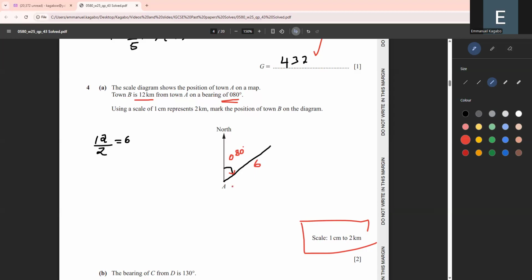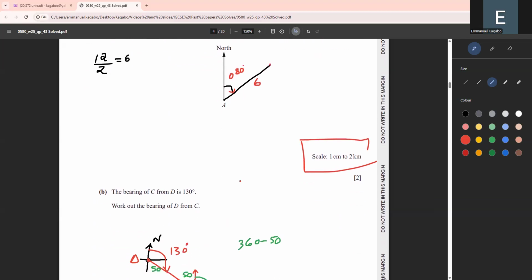Because they say from A, that's why I'm measuring from this north line, and then I put there my 80 degrees. Now, you have to use a protractor, guys. You have to measure 80 degrees from the north using your protractor. And then you have to measure, because they said it's 12 kilometers, but the scale is 1 centimeter to 2 kilometers. You have to get 12 divided by 2 gives you 6, and then you use your ruler to measure this. And this one should be 6 centimeters. So for me, it's not on the scale, but for you, we are expected to draw it using scale. Measure 80 degrees with your protractor and use your ruler to measure that. Very good. That's question A.